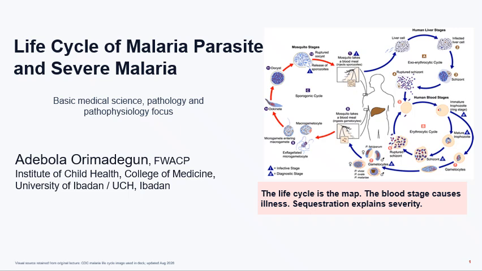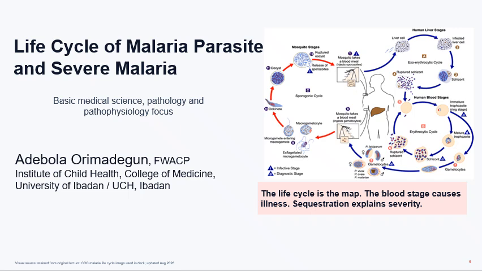Good day, colleagues. For the next 40 minutes or so, I'll be discussing the life cycle of malaria parasite and severe malaria. Let us begin with one sentence that will organize the whole lecture. The life cycle is the map. The blood stage causes illness, and sequestration explains severity. Please do not approach this life cycle as a colorful diagram to memorize. Approach it as a sequence that explains incubation, symptoms, microscopy, transmission, and organ dysfunction.